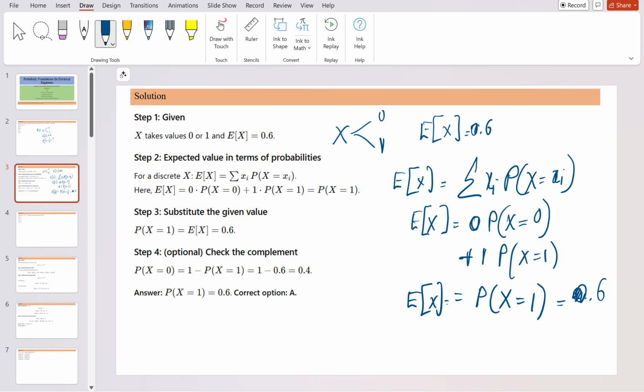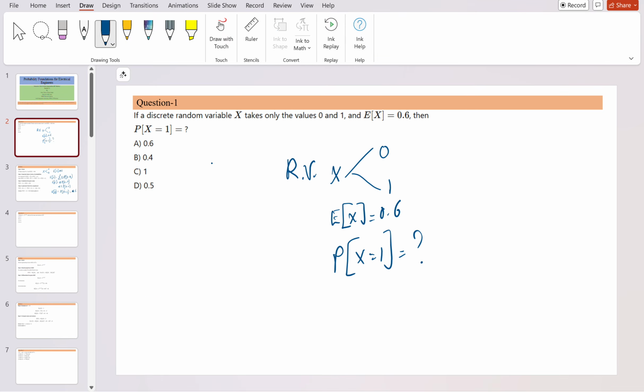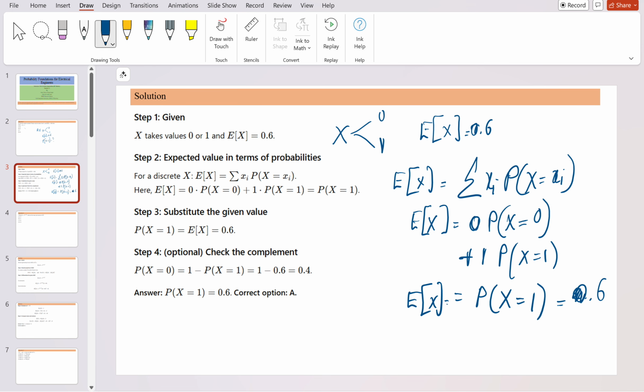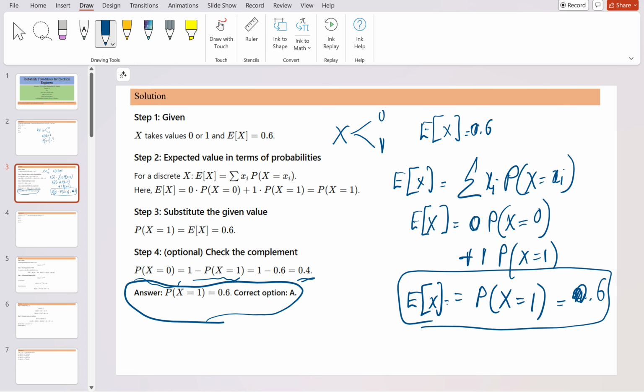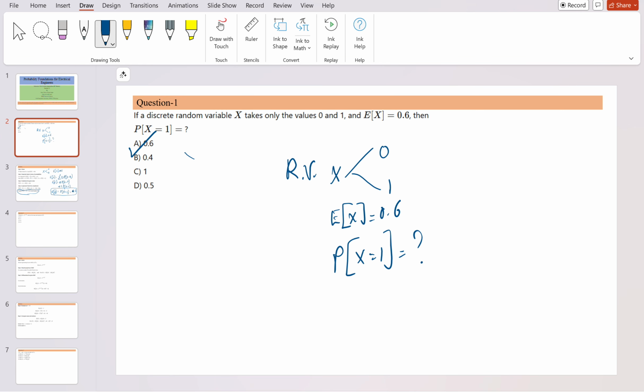Now what is it asking? It is asking for the probability of X equal to 1, so this is equal to 0.6 only. You can cross-check, which is optional, with the complement: the probability of X equal to 0 is 1 minus 0.6. So the answer is 0.6, and the correct answer is option A.